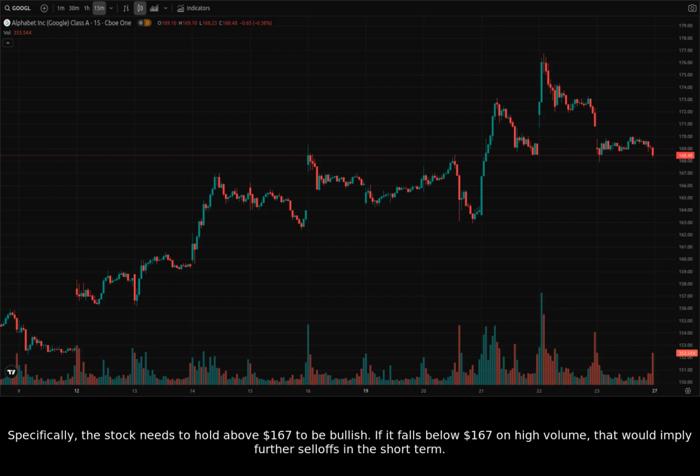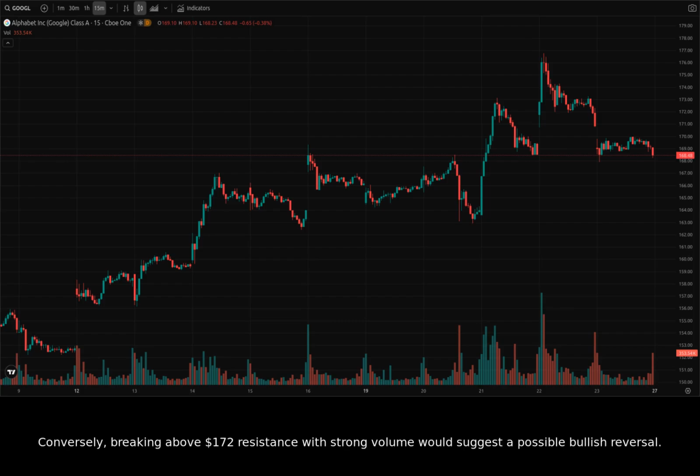Specifically, the stock needs to hold above $167 to be bullish. If it falls below $167 on high volume, that would imply further sell-offs in the short term. Conversely, breaking above $172 resistance with strong volume would suggest a possible bullish reversal.